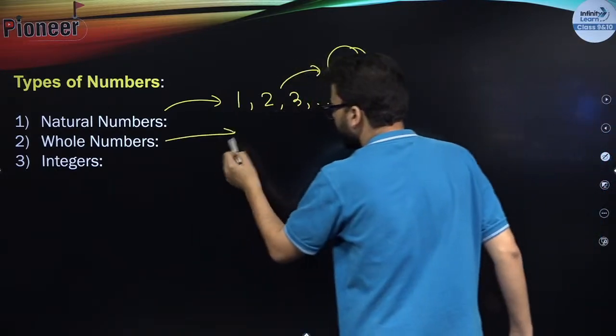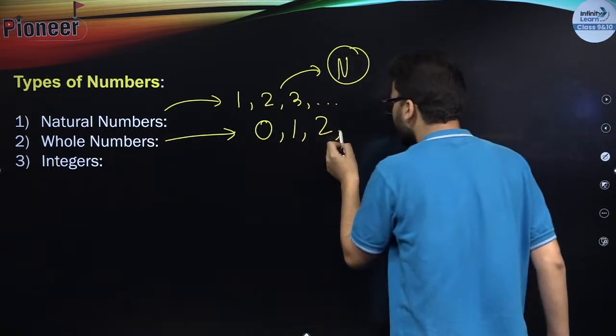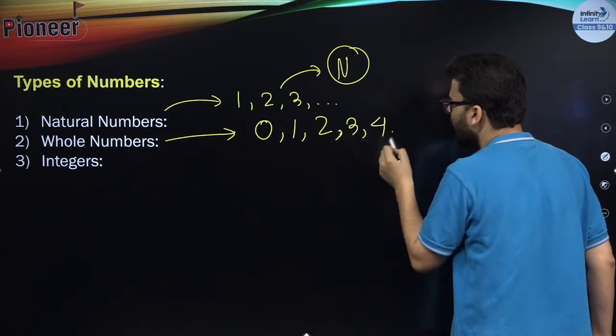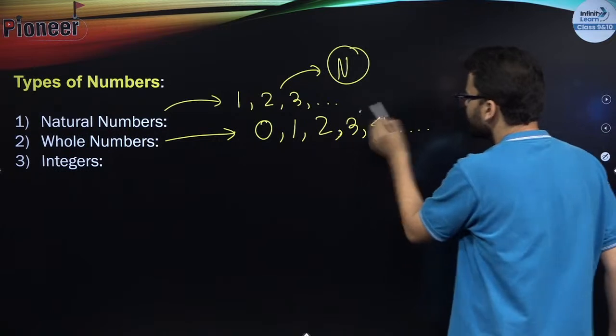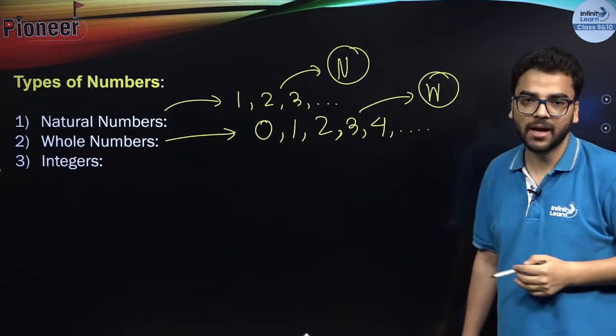Now 0 and then the natural numbers. Natural numbers including 0 are known as the set of all whole numbers, right? The collection of all whole numbers is represented by W normally. I hope it is clear.